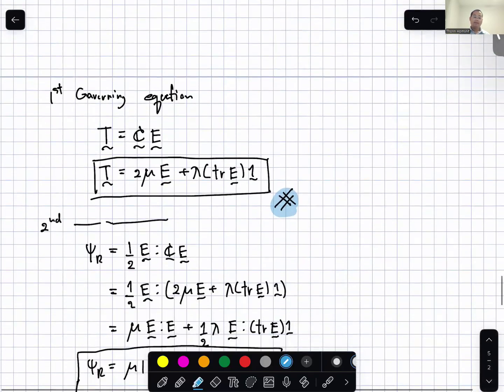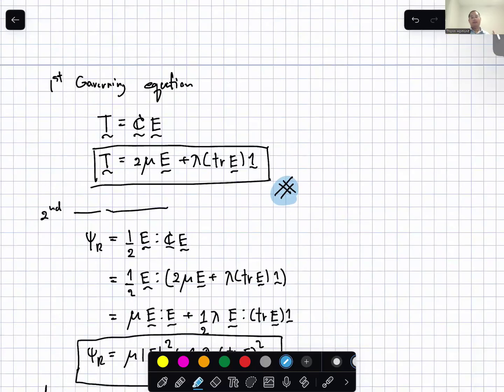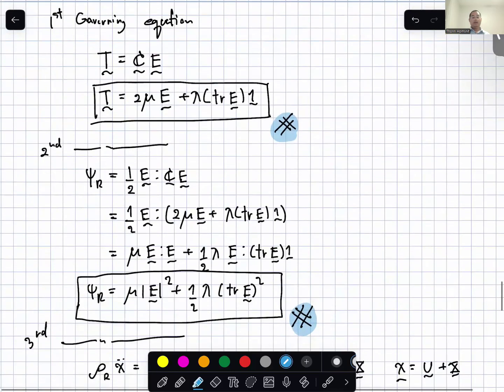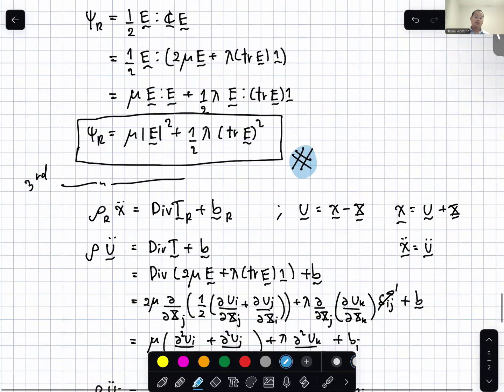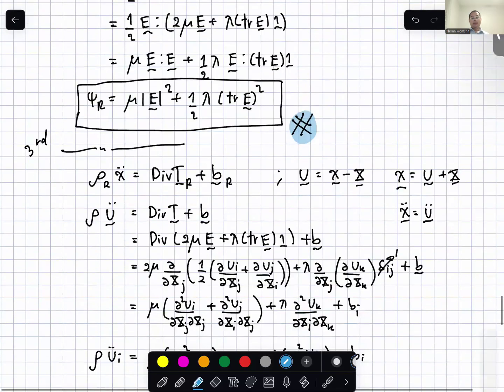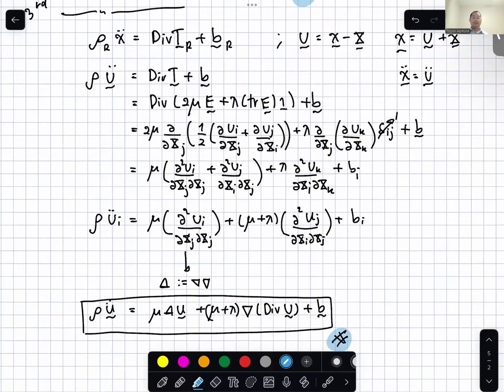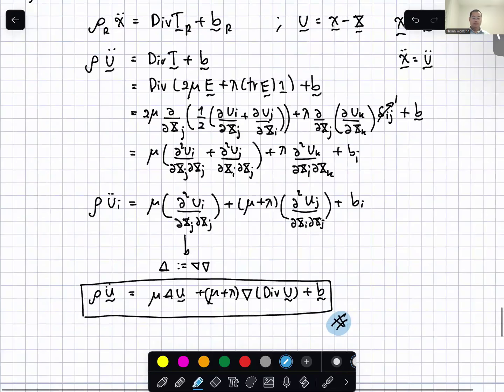And after that, we just assemble all the equations that we have, and we have the stress-strain relation, and we know what the free energy function is, and we now have the displacement equation of motion for linear elasticity. And I think that's all.